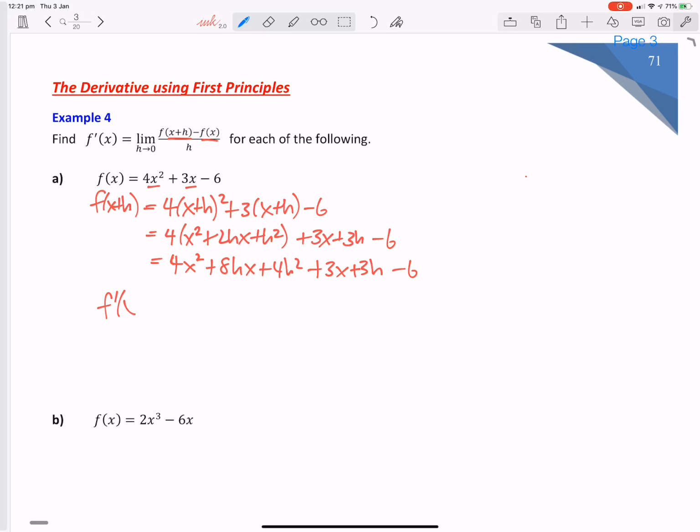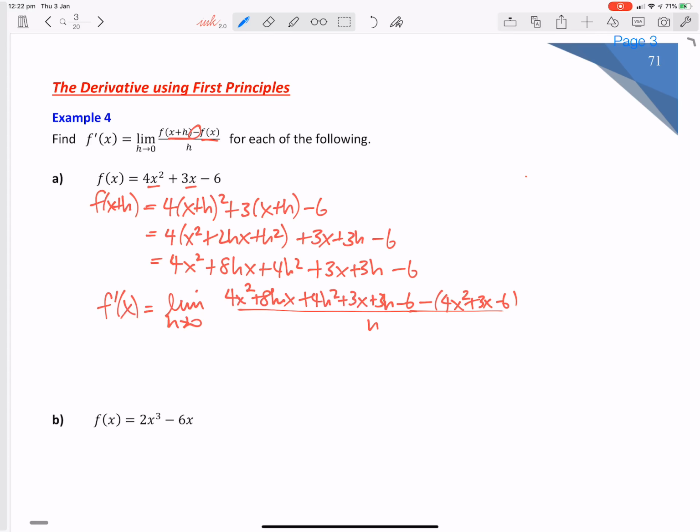So we can say f dash x is therefore our limit as h approaches 0. Now don't forget, this has to be in this order. So f dash of x is equal to the limit as h approaches 0 of f of x plus h, so 4x squared plus 8hx plus 4h squared plus 3x plus 3h minus 6. And then it's subtract all of f of x. So put it in a bracket, 4x squared plus 3x minus 6, over h.